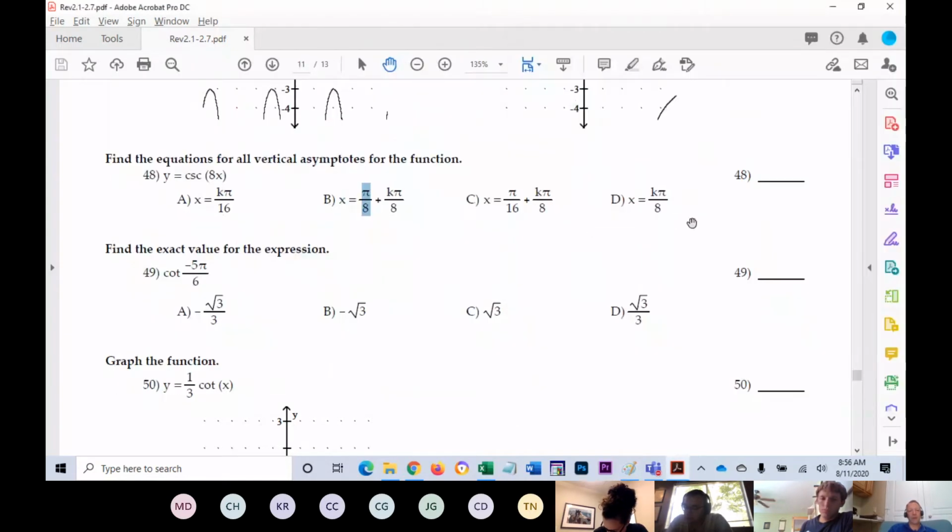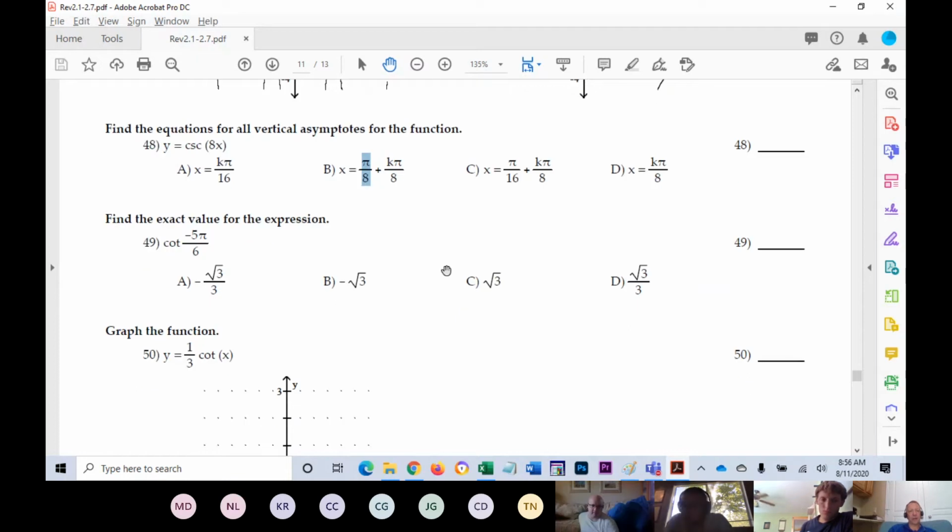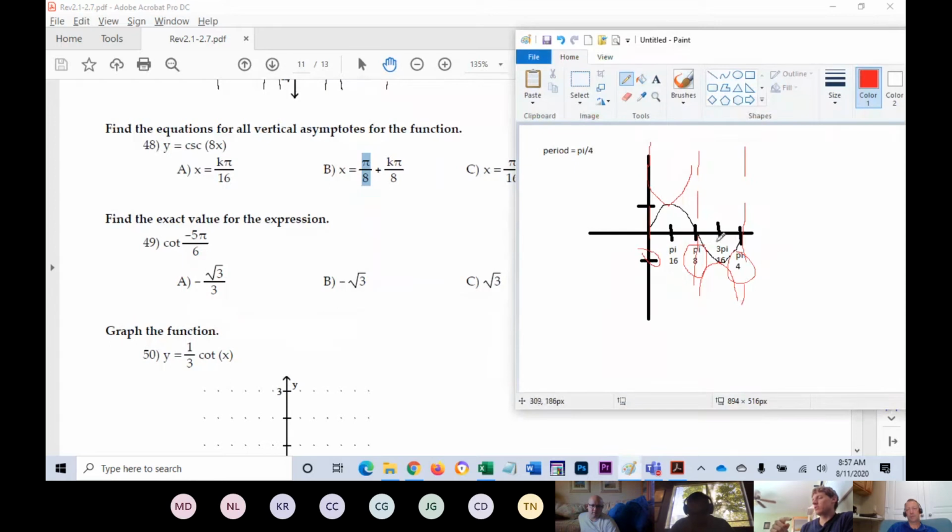All right. What was the question? 49. Find the exact expression for the value cotangent of negative 5 pi 6. Okay. What's your reference angle? Your reference angle would be pi 6ths.